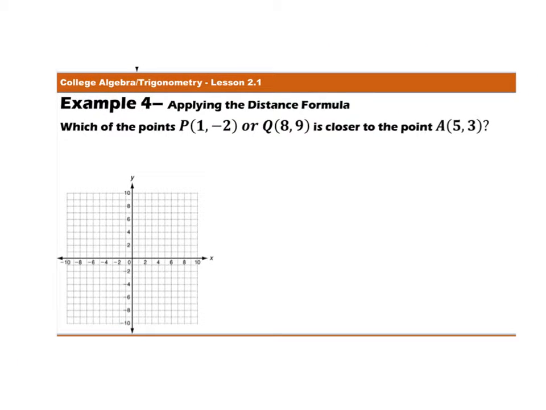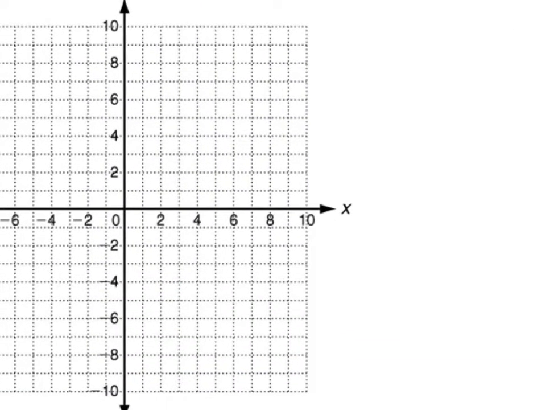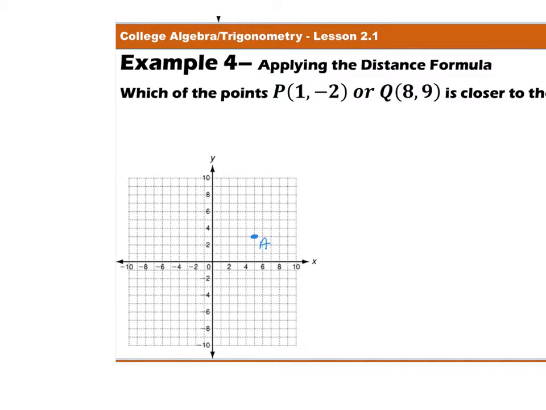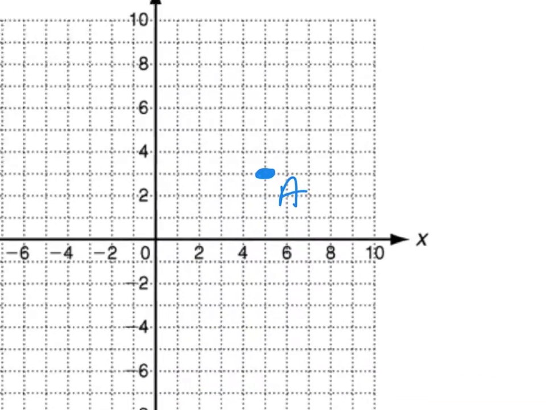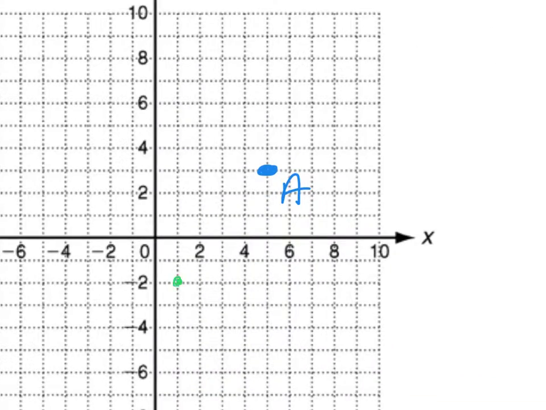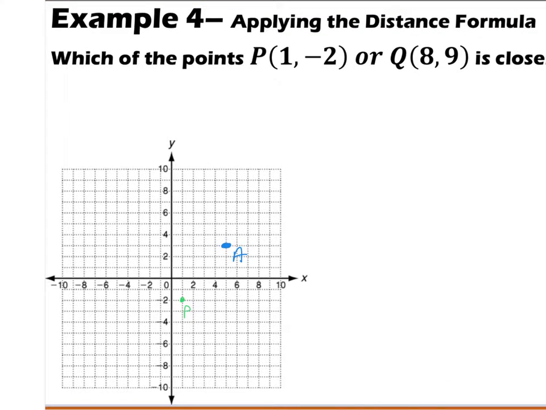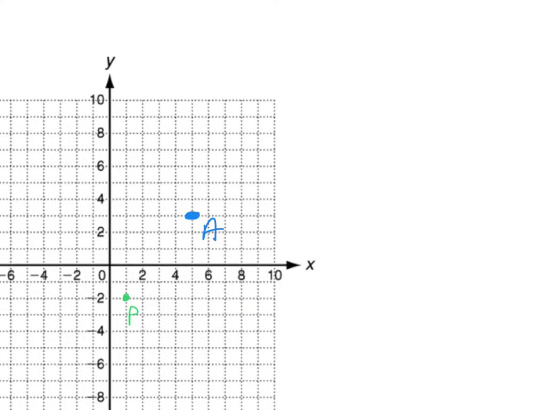All right, which of the points is closer to 5, 3? So let's plot A at 5, 3. Over 5, 1, 2, 3, up 3. Here's A. All right, and then we're talking about 2 different points. I'll do one in green, so 1, negative 2. This is P. And then I'll do Q, 8, 9.